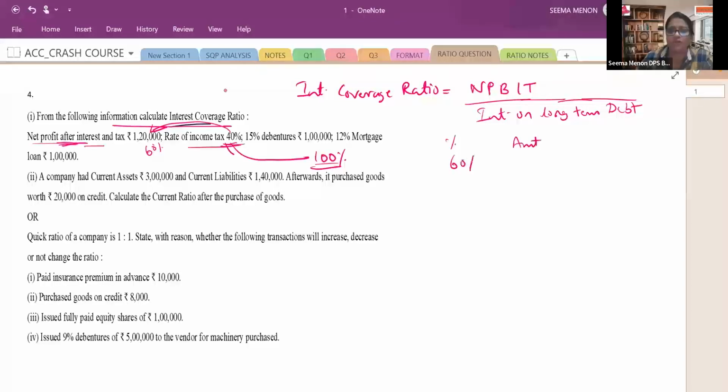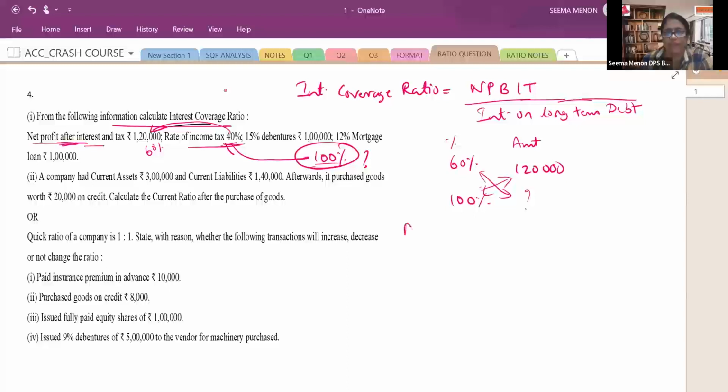Percentage 60% is given in the question. How much? 1,20,000. What to find out? We need to find out 100%. So 100% is equal to how much? What we can do? We can do the cross multiplication. Let's do this. Cross multiplication, you should know that direct and indirect variation will be a portion of mathematics.